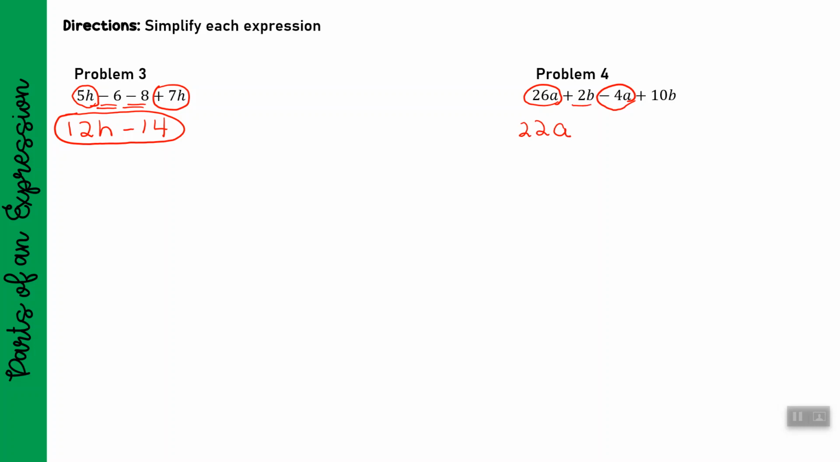And then I have positive 2B and positive 10B. When I combine those, I get positive 12B. And there we go.